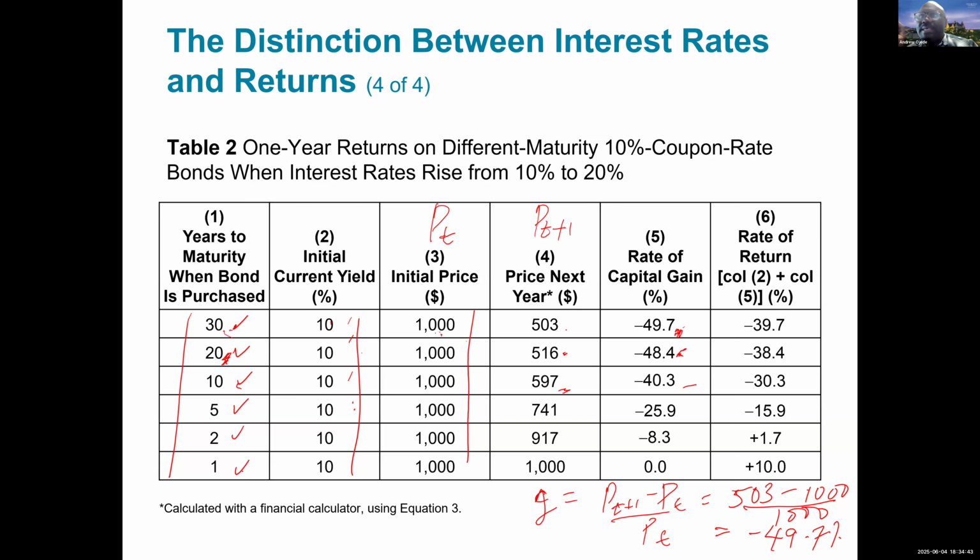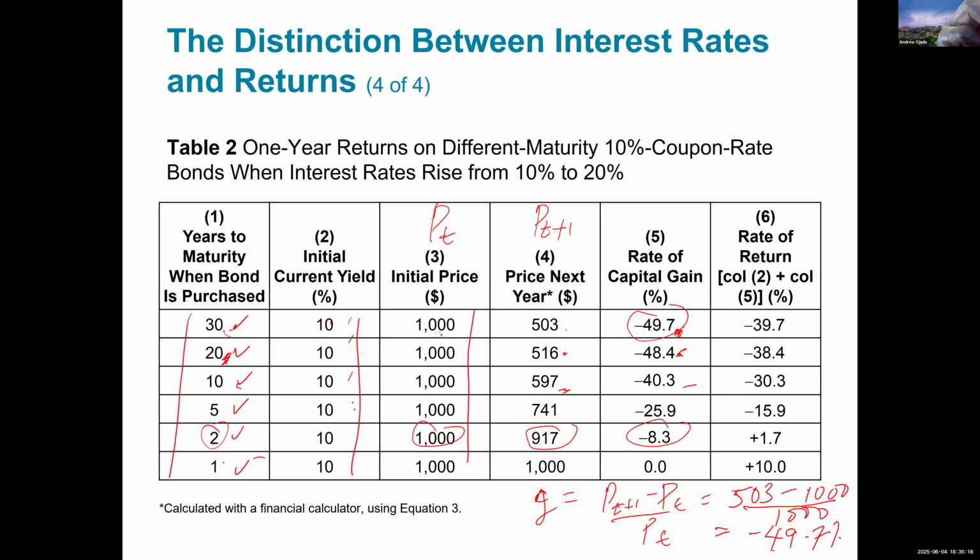If interest rates rise, the bonds which have longer term maturity suffer substantially larger price declines than bonds that have shorter term maturity. Like, see a 2-year bond. You bought it for $1,000 and the interest rate went up from 10 to 20%. So the price is going to drop only to $917. So you have only lost 8.3%. But the guy who bought a 30-year bond, the rate of capital gain is negative 49.7%. Almost half of the value of the bond has been chopped off.